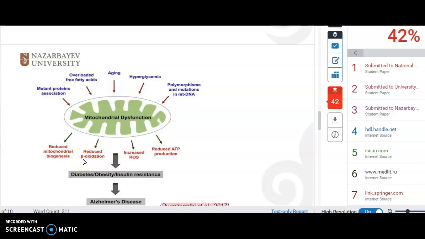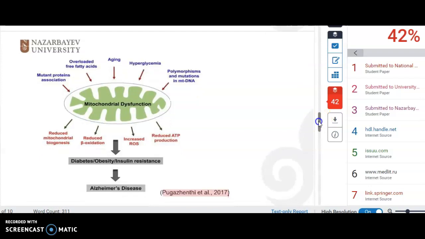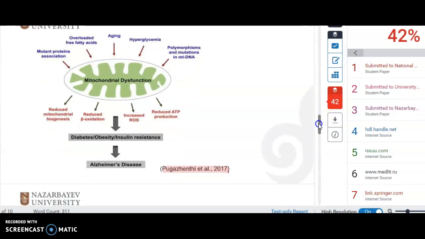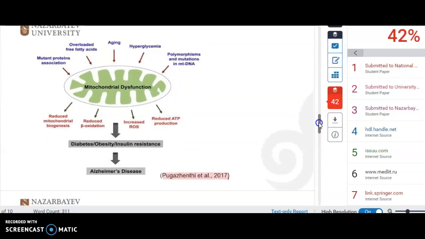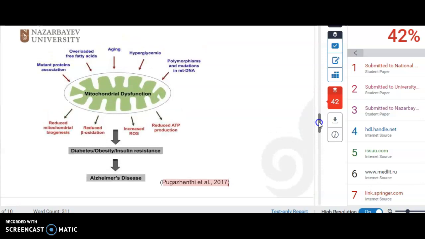Beta oxidation, all this mitochondrial biogenesis and whatnot. For non-specialists, this would not make any sense. So I would say, but I do like the idea of these factors.